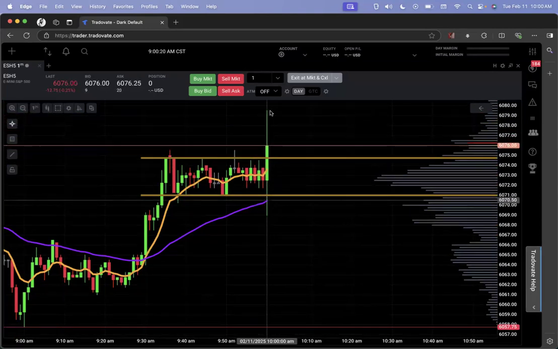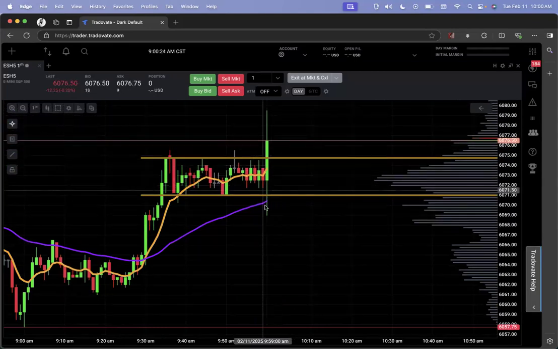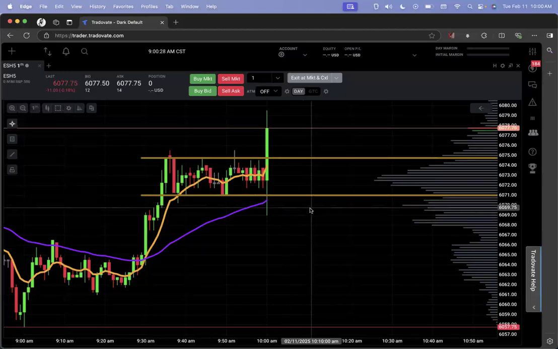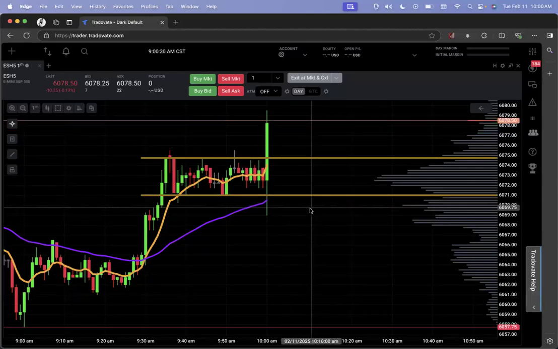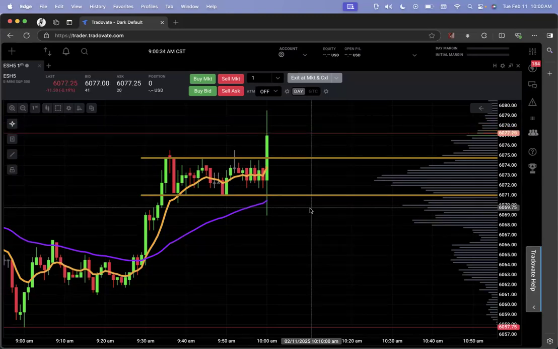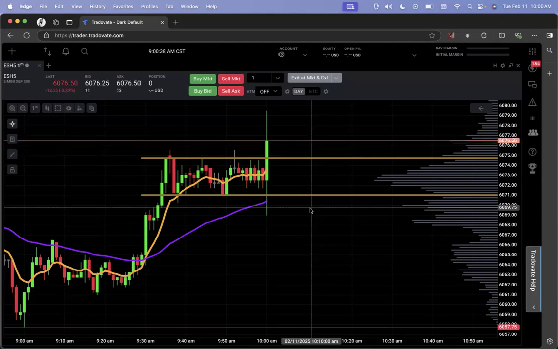Now you guys see this candle? I told you guys typically up, down, up, down. Right now, it came down first. Now it's going up. Does it go back down? That's the question. And this is the tricky part right here.